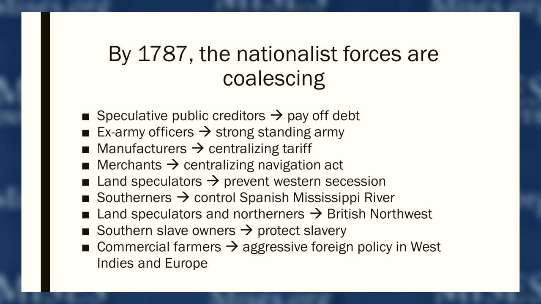So you have this group of people. You have speculative public creditors. They want the debt paid off, okay? They want the government to pay it off at its face value because they bought it at such a depreciated price they would stand to make a killing. And that eventually happened under Alexander Hamilton, basically one of his first major policies as Secretary of the Treasury under George Washington.